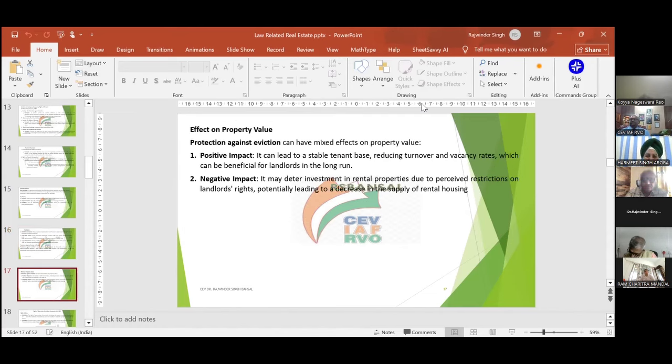So what is the effect on the property value of these two terms? First, it may be a positive impact or it may be a negative impact. First we will consider its positive impact. It can lead to a stable tenant base, reducing turnover and vacancy rates, which can be beneficial for landlords in the long run.